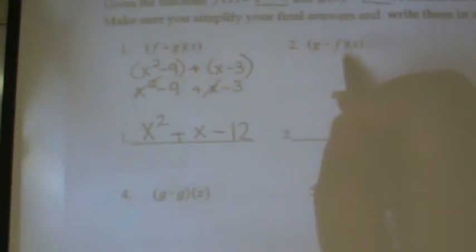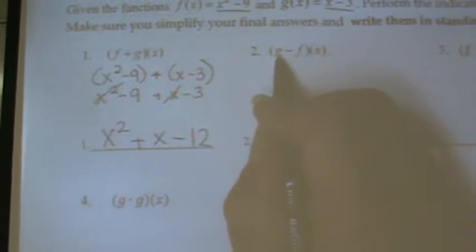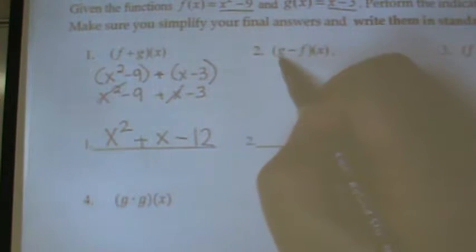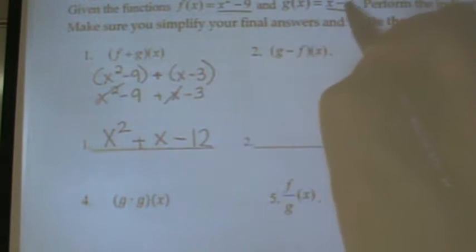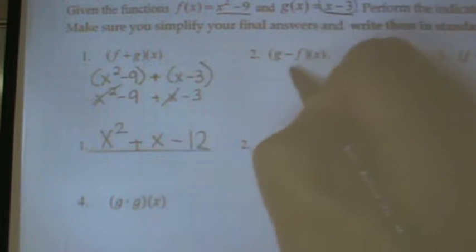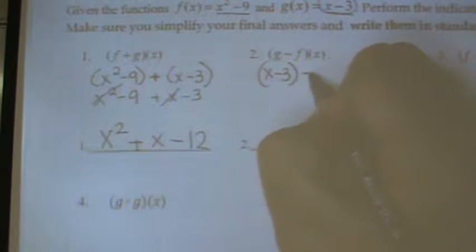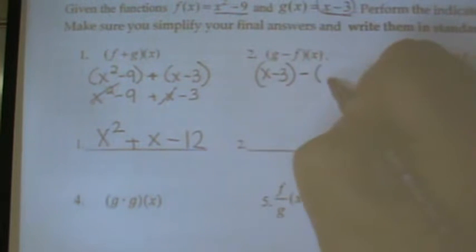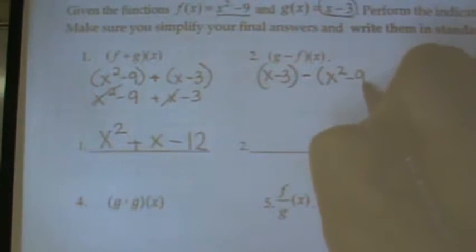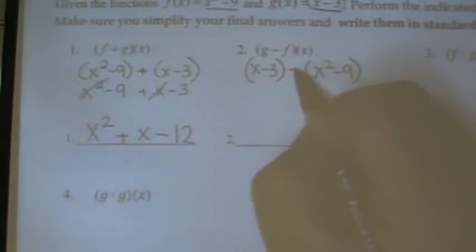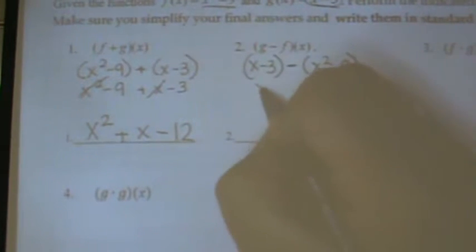Now, what does this tell you to do? Subtract g. Take what? The g function. Here's the g function, x minus 3. And we're gonna do what? Subtract the f function. So if we have to subtract these, what should I do with this? Distribute the negative. Yes.